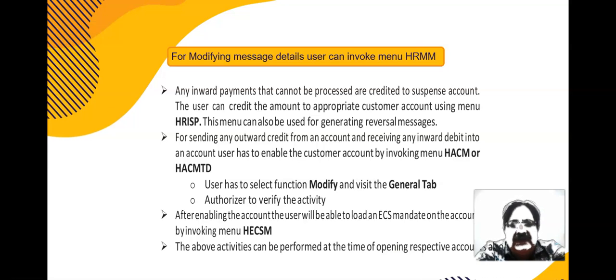After enabling the account, the user will be able to load ECS. So for ECS also, the account has to be enabled before we make any NACH debit or any ECS debit. Of course, a mandate has to be given to the beneficiary account in case the amount is to be received or sent to any different third-party financial institutions. The above activities can be performed at the time of opening of the respective accounts also, and they can be modified if the account has been opened and is not ECS enabled. So the command is HECSM. HECS is electronic clearing system, M for modifications, right?